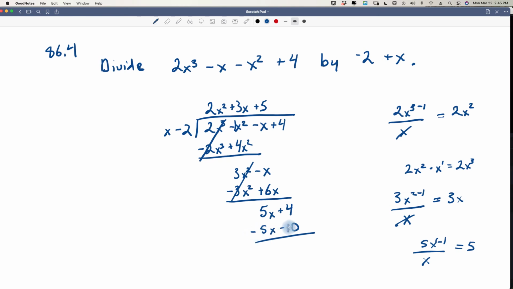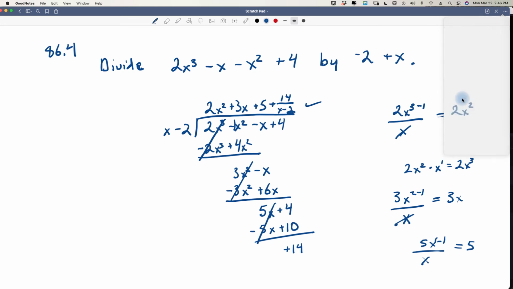Flip the signs. These cancel. And we are left with a positive 14. We don't have any more x's, so we can't divide by x anymore. So we have to put 14 as a remainder over x minus 2. And that's our answer. All that is our answer. Okay? All right, we'll do this one more time so that you guys can kind of get the hang of it.